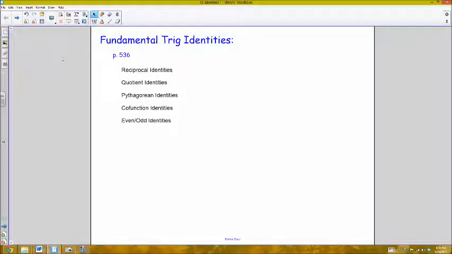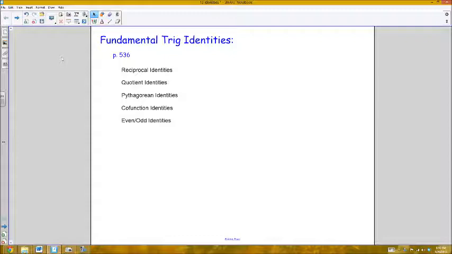Before we start going through actually verifying trig identities, you should be familiar with the fundamental trig identities. These are the ones that we'll be using in verifying these more complicated ones. They can be found on page 536 of your textbook. You do need to be familiar with all of the reciprocal, quotient, Pythagorean, cofunction, and even-odd identities for trig functions. Most of these you should already know.